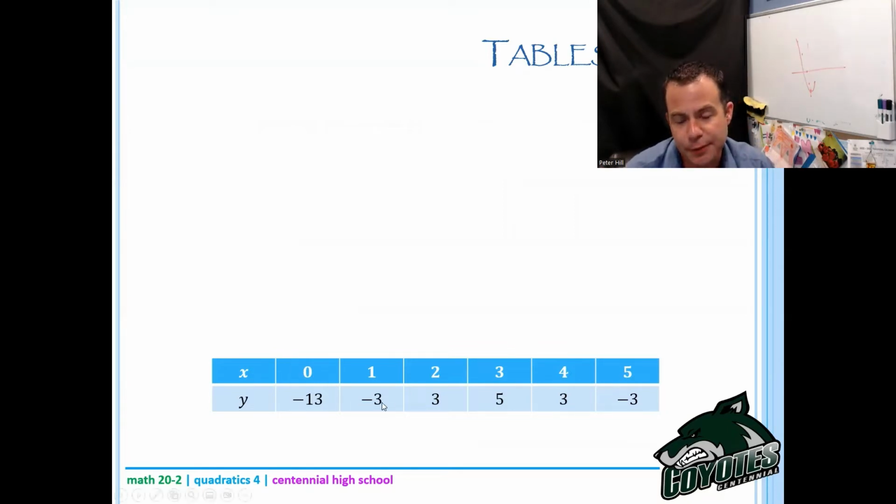So I'm from -13 to -3, I'm going up. Then I'm going up again. Follow my mouse. I'm going up. I'm going up. I'm going down. So I'm going up, up, up, up, up, and then I go down. Okay, so that graph opens down.